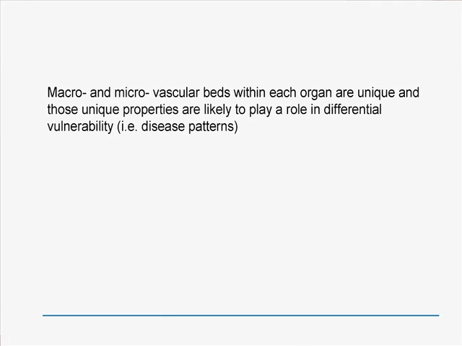And it's those differences within the microvasculature that probably are very important and are very poorly understood in terms of what makes certain organs vulnerable and certain organs not vulnerable in different forms of vasculitis.